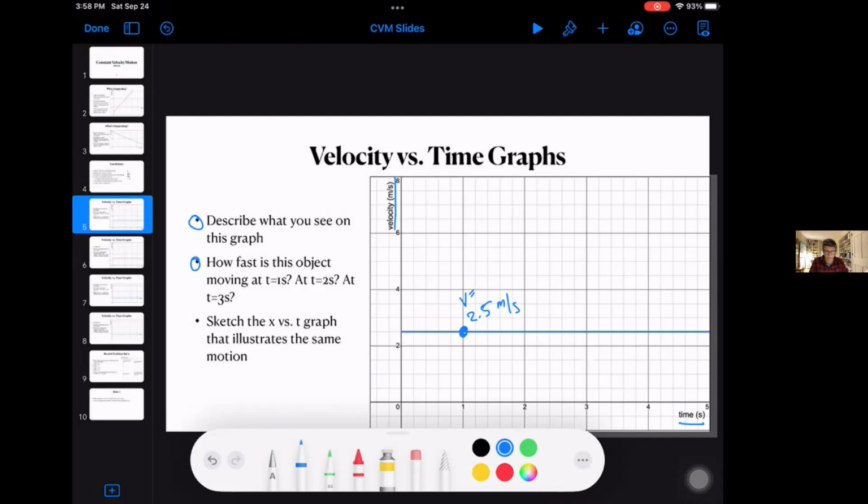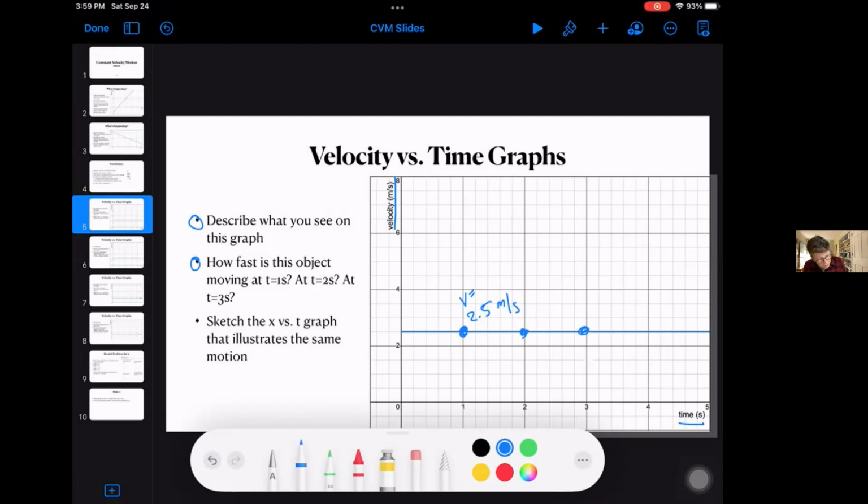What if you go out to 2 seconds? What's the velocity at that point in time? Go out to 3 seconds. What's the velocity at that point in time? Do you notice a pattern here? As you look across that graph, every single time on the clock is matched up with a velocity that is a constant 2.5 meters per second.